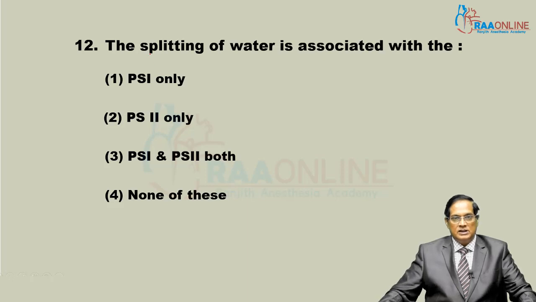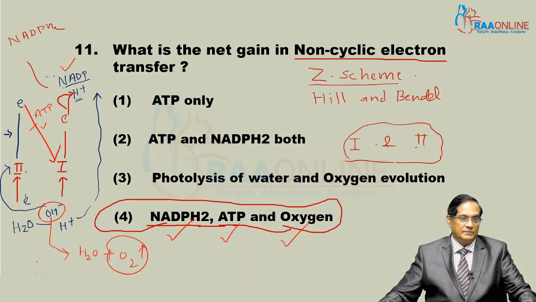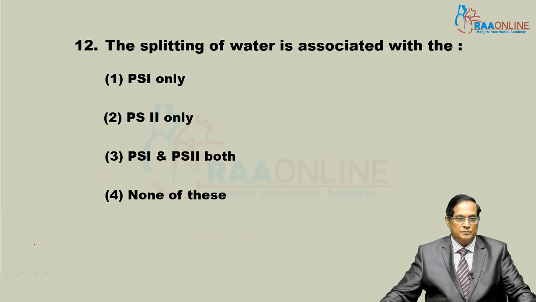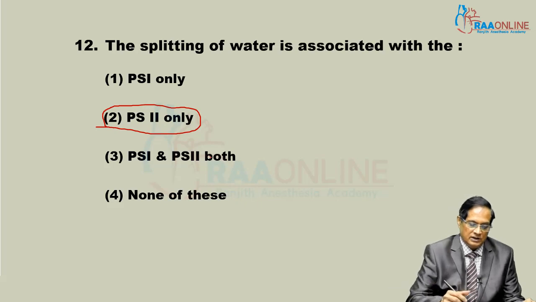12th question. Splitting of water, I have already described. Pigment system 2 is responsible for the lysis of water, and only then is there the possibility of the formation of NADPH2. So when pigment system 2 loses electron, to compensate its loss, it is responsible for the lysis of water. So the answer is PS2, pigment system 2, responsible for the lysis of water and evolution of oxygen.